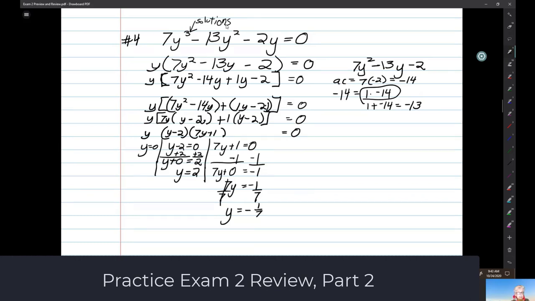Any questions, any discussion? What if you wanted to use the quadratic formula because you're just not good at the AC method? We can do that. 7y squared minus 14y up here, minus 13y. This would be before I tried using the AC method.